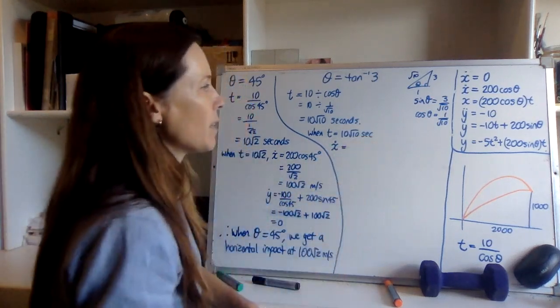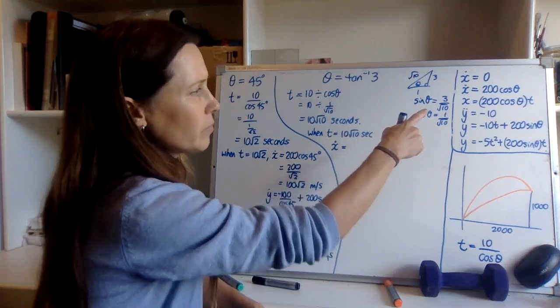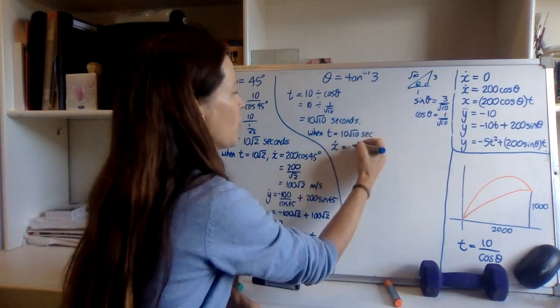So first let's find x dot. It's 200 cos theta, and we've just found what cos theta is.